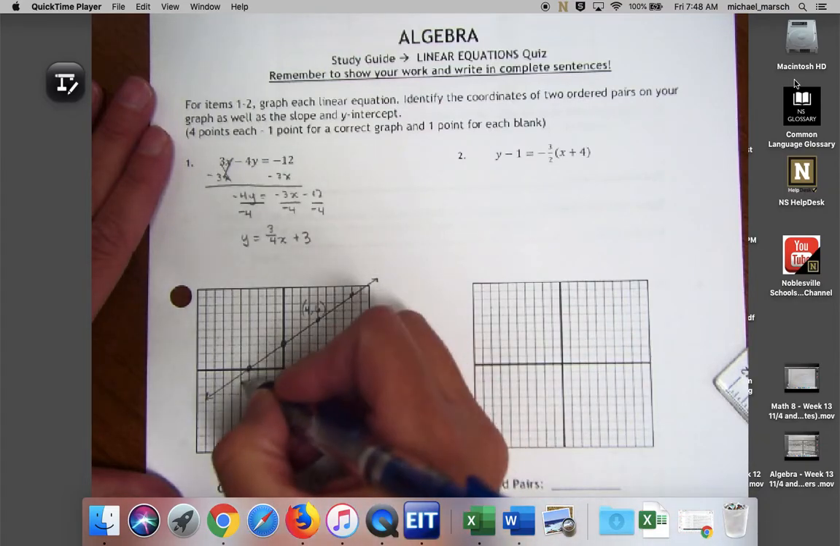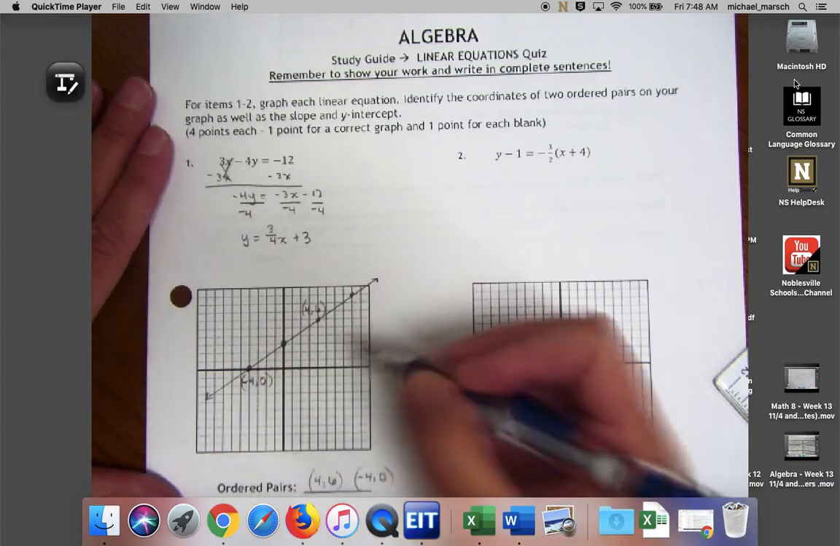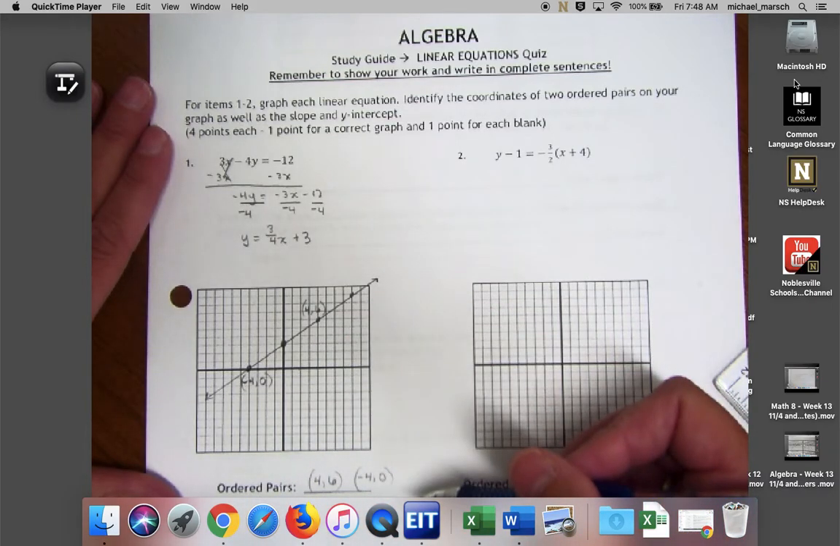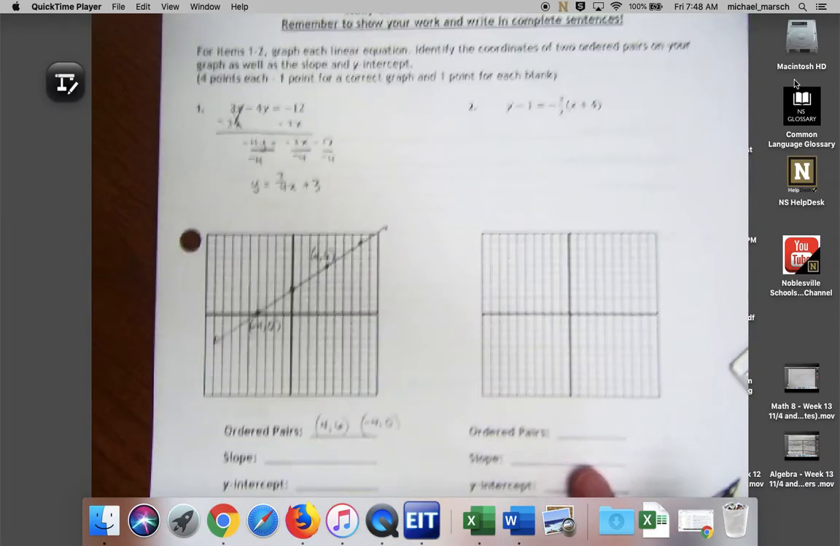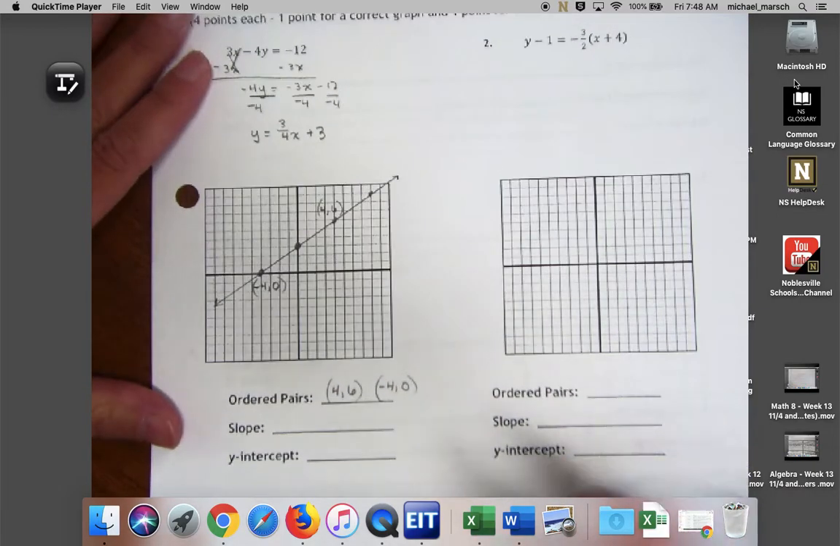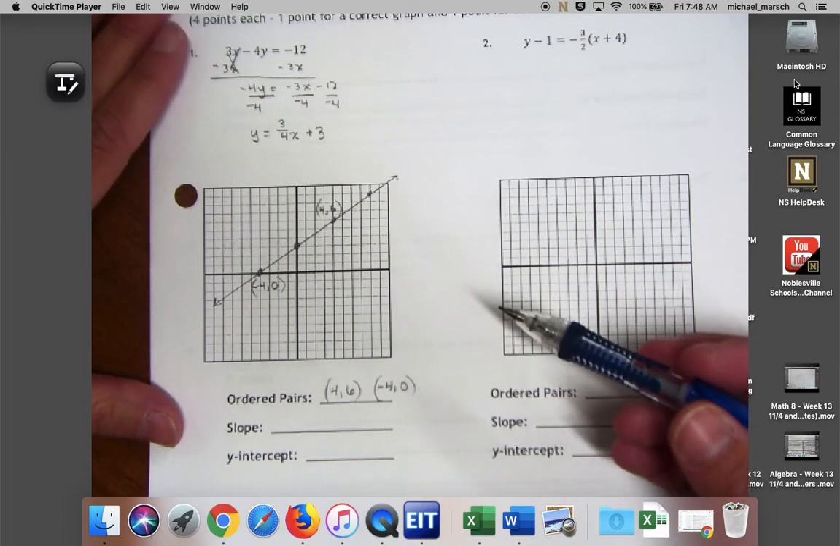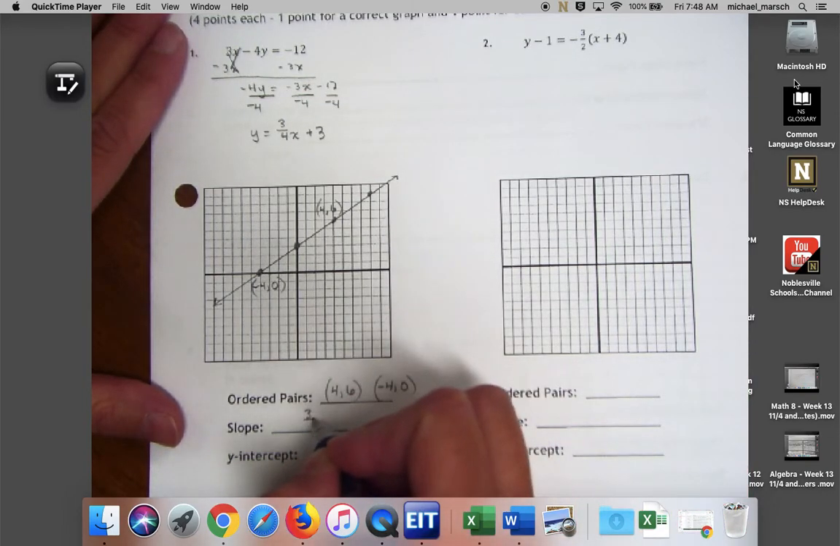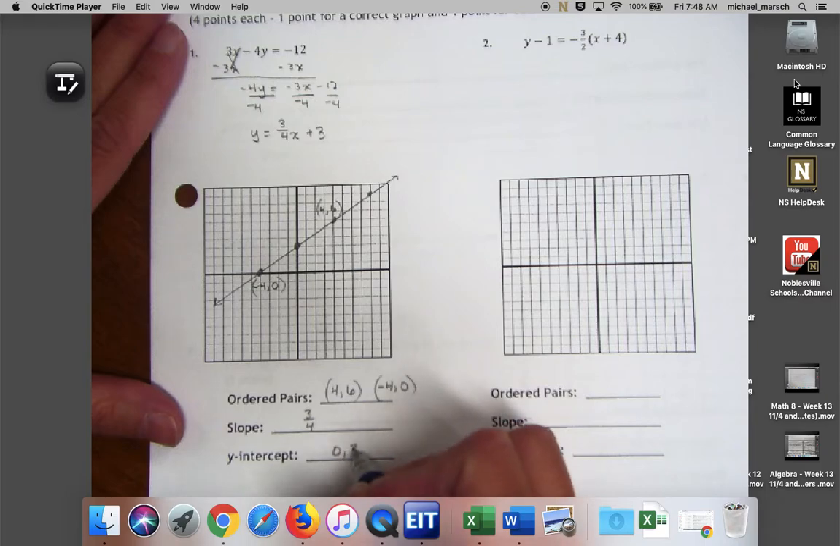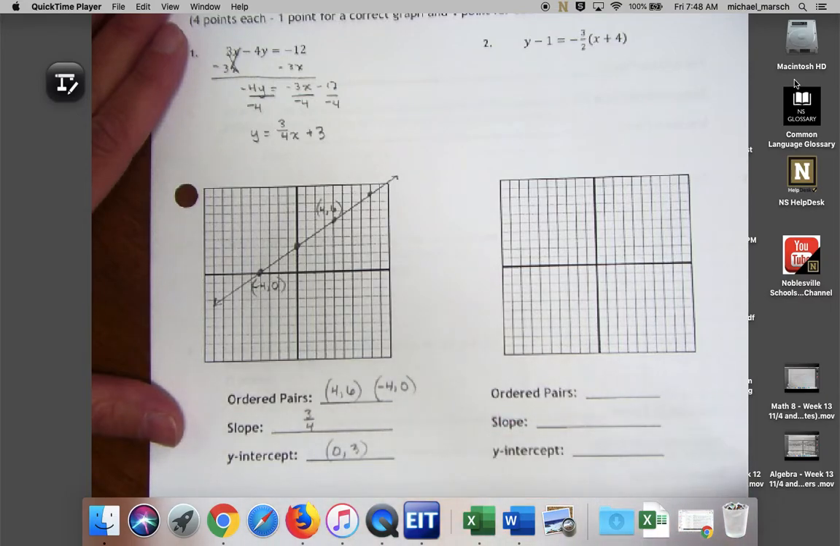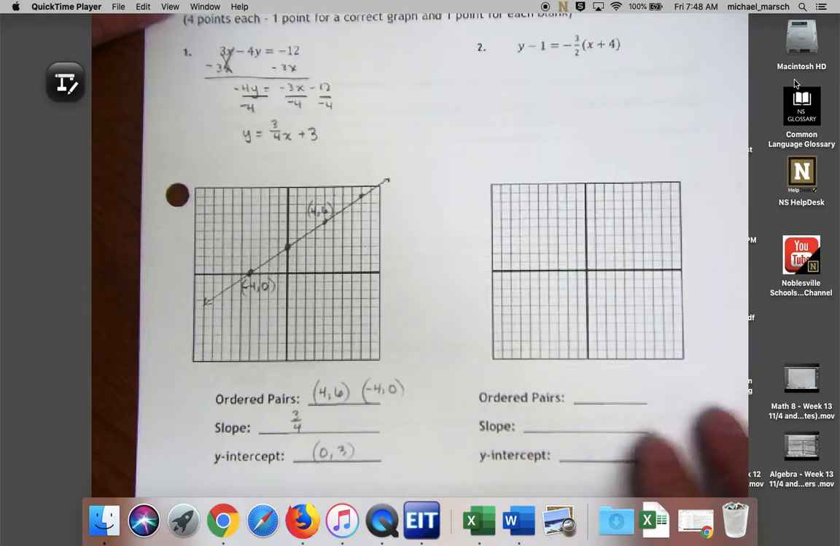Honestly, you guys, you could pick any of the points. They don't have to be the ones that I pick. So when it comes time for the assessment on Monday, as long as your 2 points are actually on this line, you're good. We know our slope is 3 over 4, and we know our y-intercept was 0, 3 as an ordered pair. Okay, so let's do the same thing for number 2.